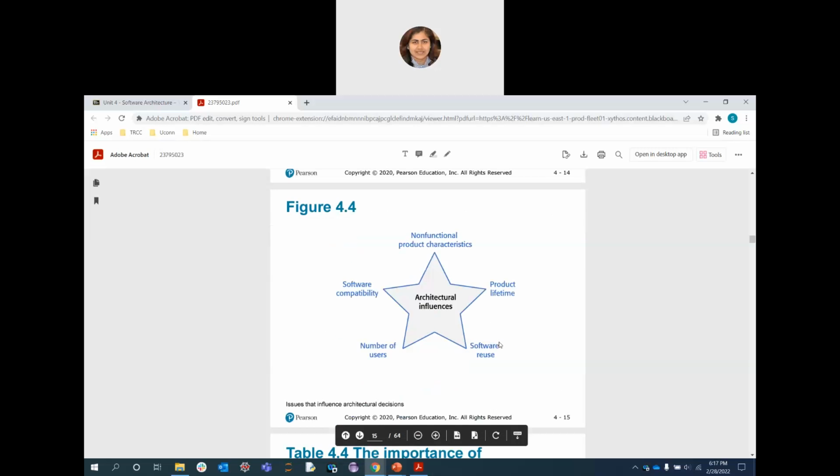Okay, so let's see the issues that can influence architectural decisions. The non-functional product characteristics, software compatibility, number of users, software reuse, product lifetime. These are some of the issues that can influence the architectural decisions.